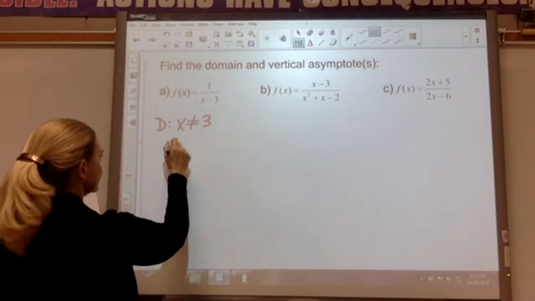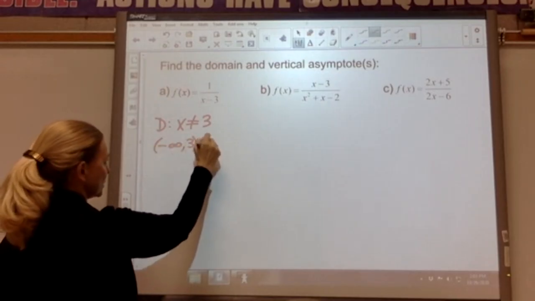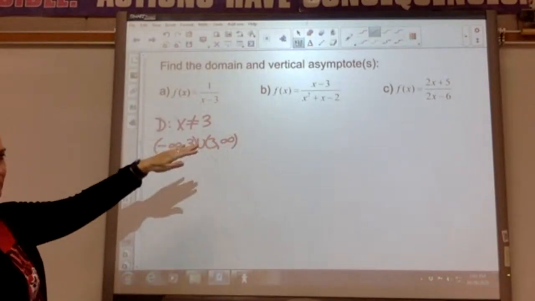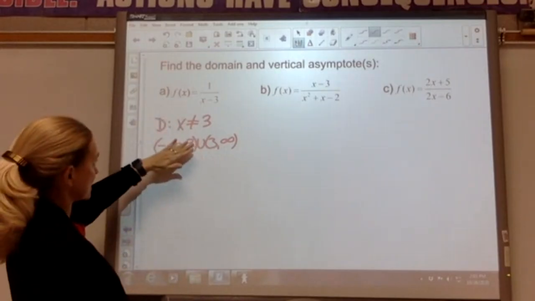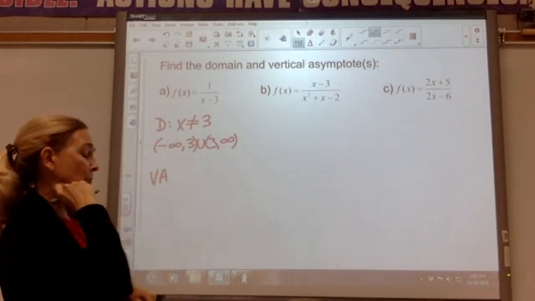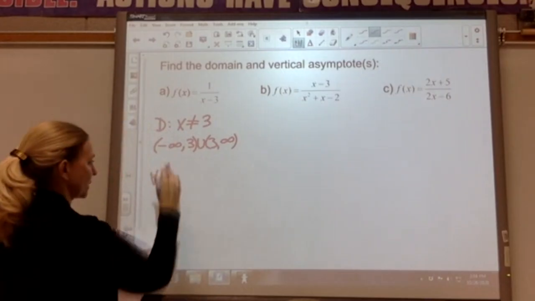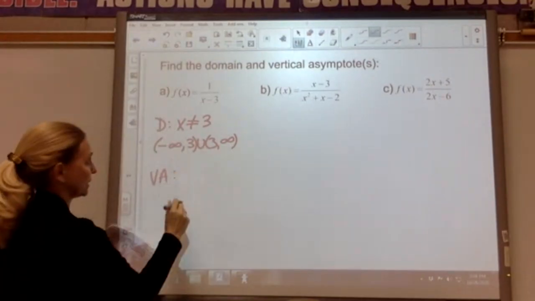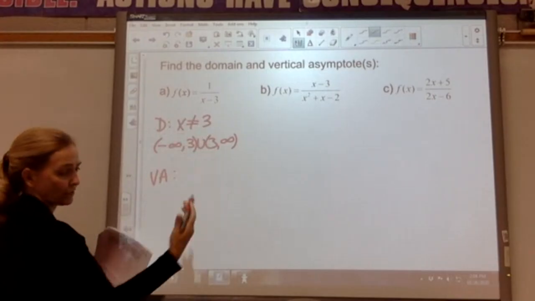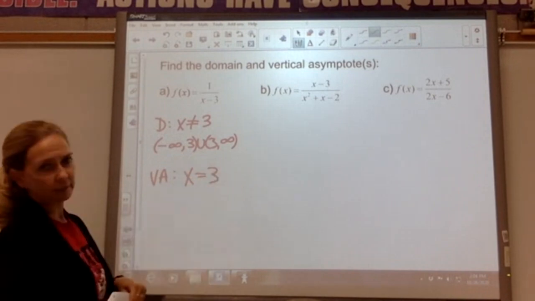Or you could write it as negative infinity to 3, union, 3 to infinity. Now, to find the vertical asymptote, it's going to be this same thing, but we write it as an equation. Remember, asymptotes are imaginary lines that the graphs approach, and we're looking at a vertical line, so the equation is going to be x equals. Even though the domain says x cannot be 3, because the graph is undefined there, that becomes an asymptote. So we would say x equals 3 is the vertical asymptote.